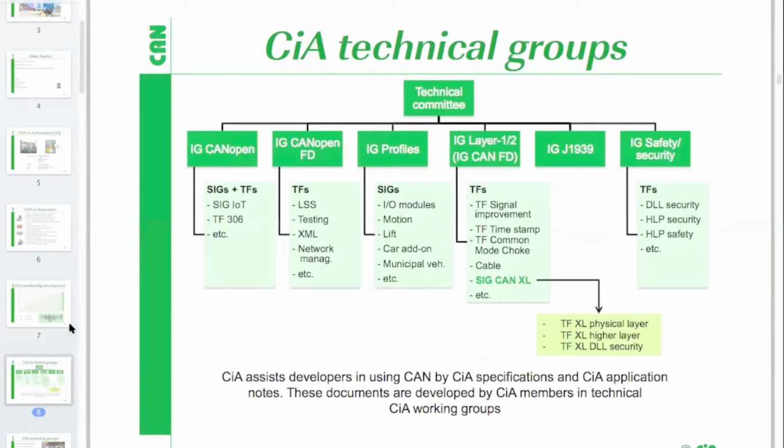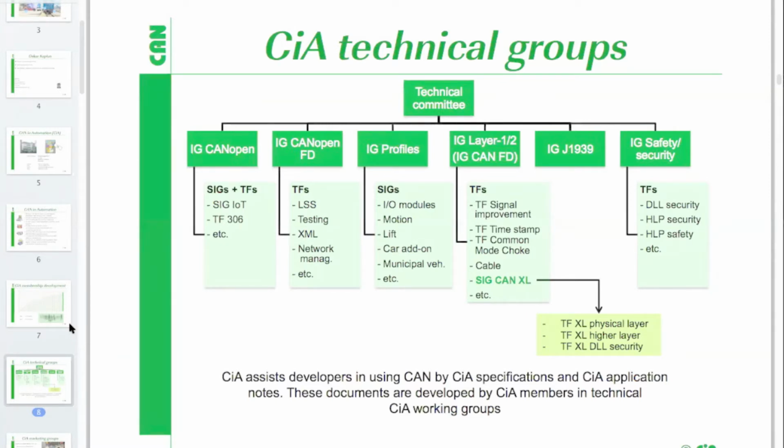So CANopen Automation offers this product information support for CAN-based technologies. We have two activity branches. On one hand is the technical branch, which works on specifications. We have various specification committees consisting of our members who would like to develop specifications for certain directions, certain markets, and so on. As you can see from this slide, there are various technical groups for the CAN-based technologies we currently maintain.